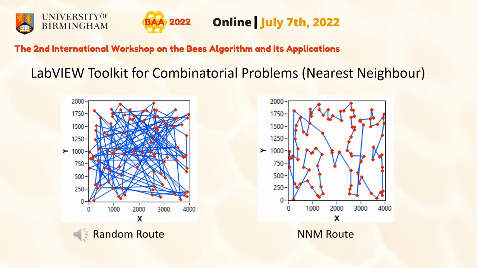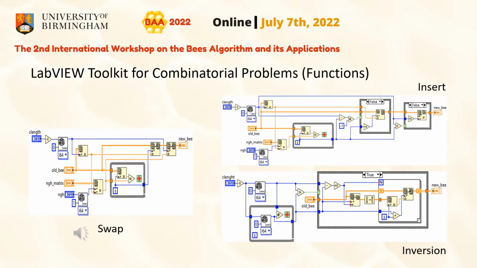With this method, a much lower cost route is produced compared to the randomly generated route. In this way, optimum routes can be reached more quickly. Local search is different from continuous problems in combinatorial problems.